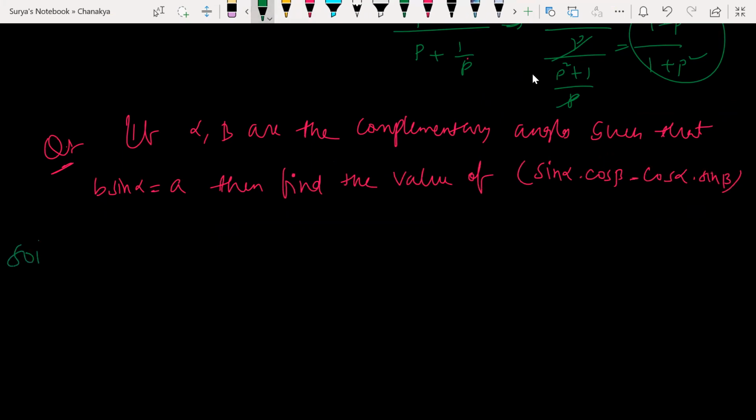How can I find this? These are complementary angles such that B sin alpha equal to A. Find the value of this expression.